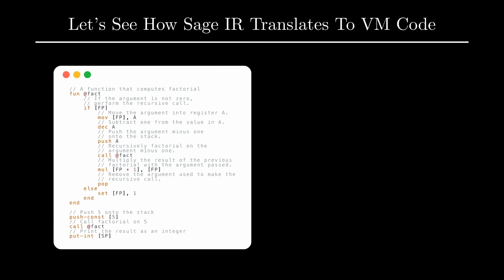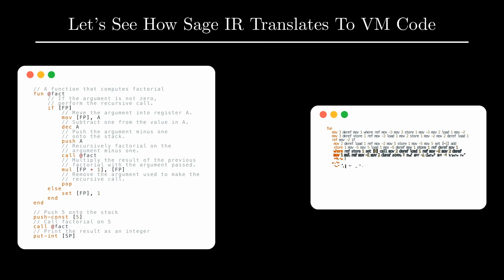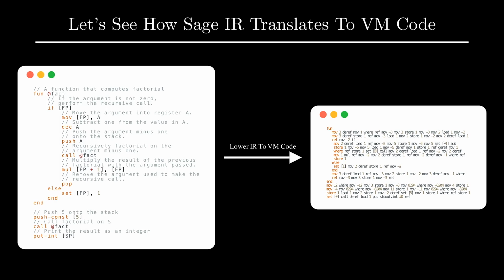Now let's see an example of how our IR gets transformed into Sage VM code. As you can see, the resulting code is pretty obfuscated. It's not straightforward to see what's going on. This tells us that the IR is doing a lot of work for us. Another interesting property is that it's really hard to reverse engineer what our code is doing, making this a great platform for writing obfuscated machine code.